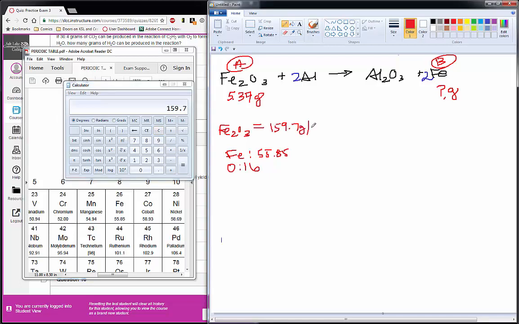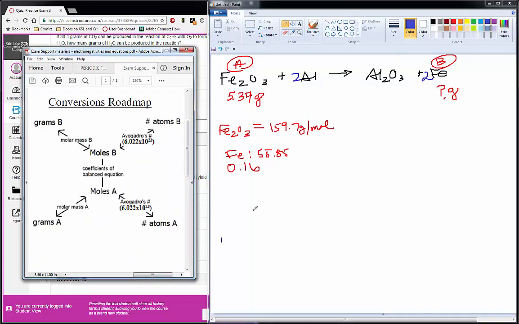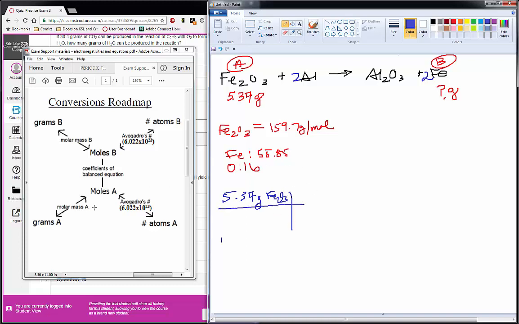So if I'm running this on the roadmap, I start with grams of A, 5.34 grams Fe2O3. Use the molar mass to convert to moles. That's going to have to go on the bottom.